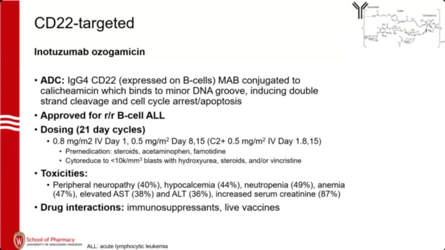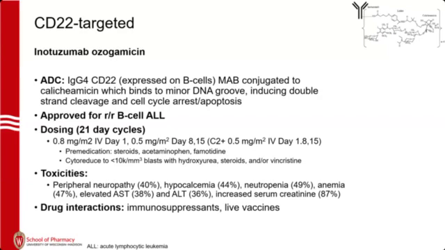Back to our antibody drug conjugate combinations here. Inotuzumab ozogamicin is a CD22 targeting monoclonal antibody. This is paired with a calicheamicin payload. We've seen calicheamicin on a couple of the other ones already. Of course, that is cleaved within the cells that express CD22, leading to minor DNA grooves and inducible double-strand cleavage and cell cycle arrest. This is FDA approved for relapsed and refractory B-cell ALL.